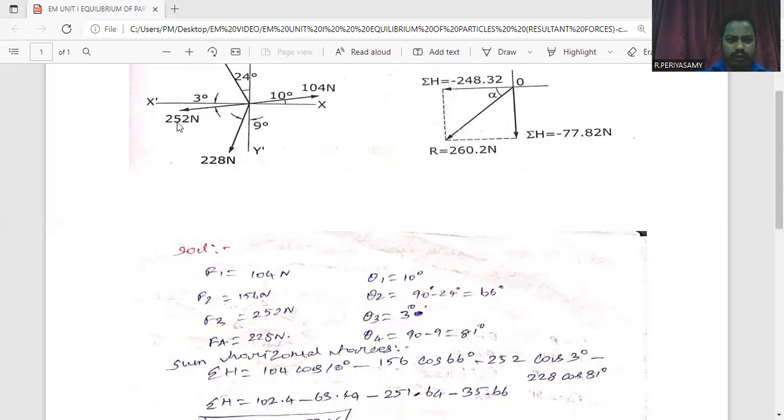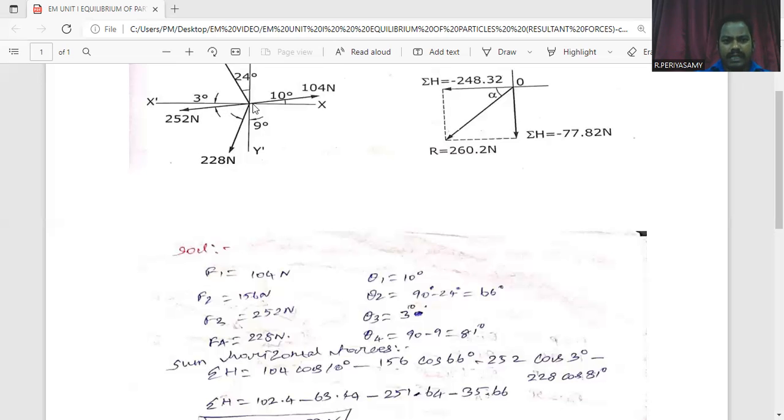The F3 magnitude value is 252. Its angle is denoted as theta 3. The third force is inclined to the x-axis, and the angle given is 3 degrees. So we write theta 3 equal to 3 degrees. Next, we have to find the fourth force angle, theta 4. Here the fourth force is inclined to the y-axis by 9 degrees, so we have to find the angle from the x-axis.